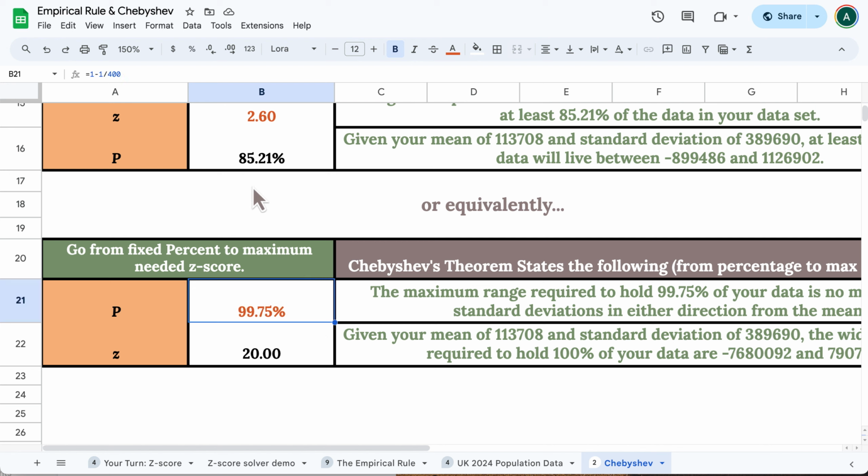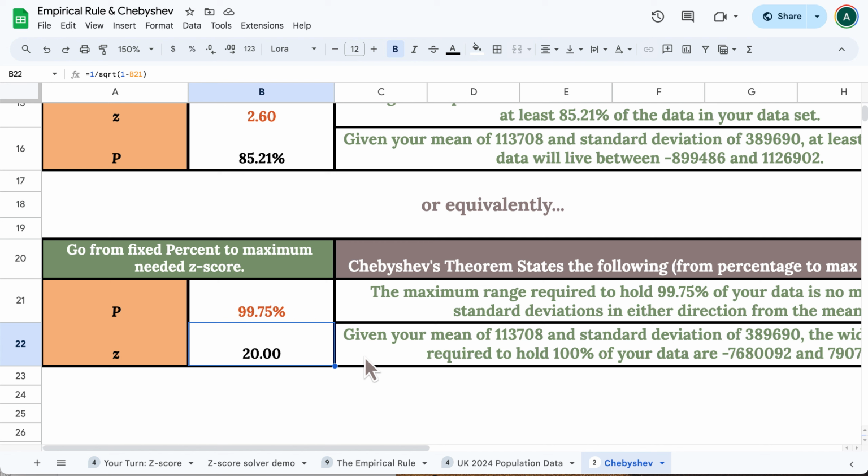What's the maximum number of z-scores I would need to go? And by the way, what I did here is I just put in equals 1 minus 1 over 400. So everything but London. And it says to cast a net wide enough to have everything but London, you would have to go a maximum of 20 standard deviations away from the mean. And that's interesting because London is less than 20 standard deviations, right? It's still staggering. It's still 19.1 standard deviations, but it's less.